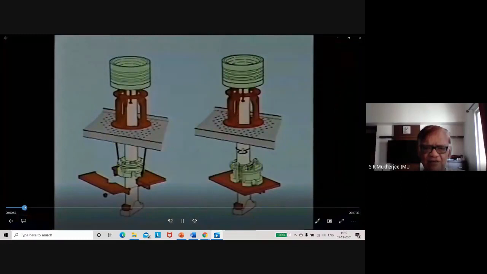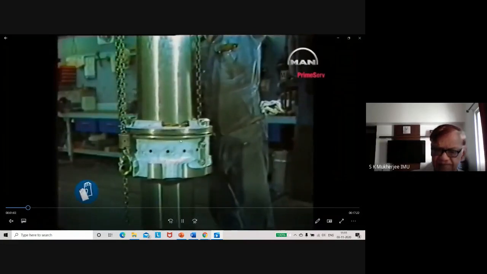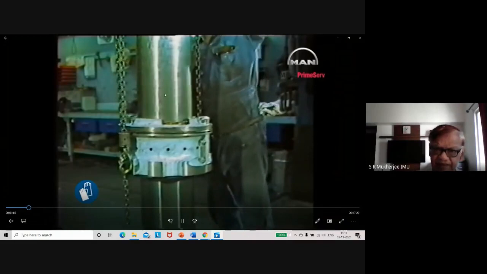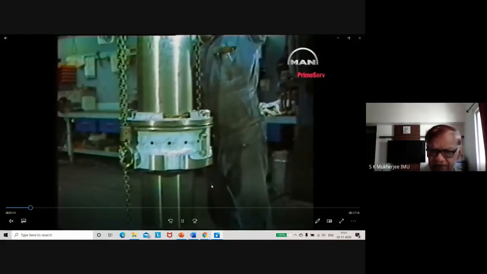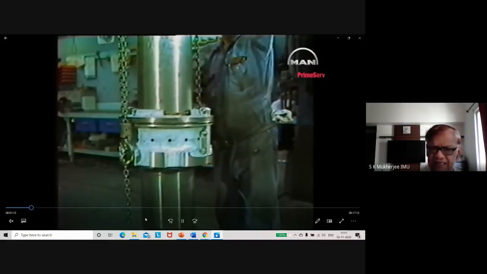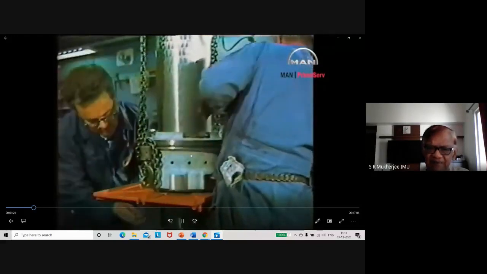Dismantling of the stuffing box. Let's go. See, first he has put the piston on a stool. Now he is lifting up with a chain block against the piston itself. This is the piston rod. Now he will fit one tabletop here, which is in two halves. Once he fits the tabletop, he can rest the stuffing box and remove the chain. After he removes the chain, he can dismantle the stuffing box.